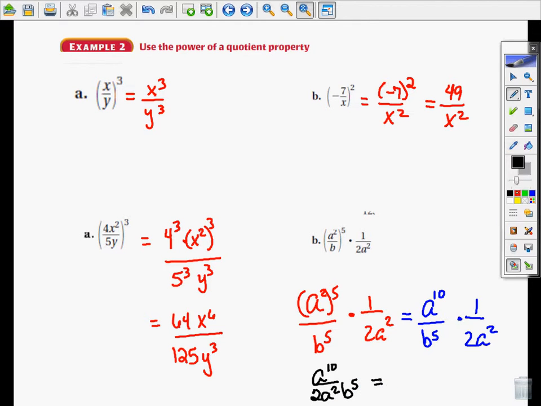This one's kind of long, but we're almost done. I have an a to the 10th divided by a to the 2nd. So my a's are going to become 10 minus 2, so that's going to be a to the 8th from here, and then I still have a 2 and a b to the 5th in the denominator.